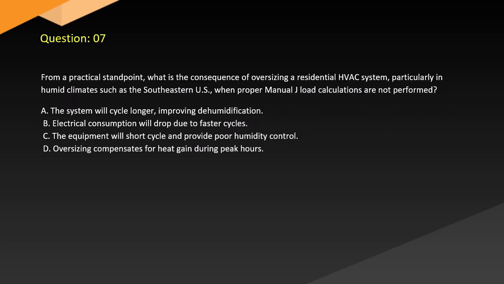Question 7. From a practical standpoint, what is the consequence of oversizing a residential HVAC system, particularly in humid climates such as the southeastern US, when proper Manual J load calculations are not performed? A. The system will cycle longer, improving dehumidification. B. Electrical consumption will drop due to faster cycles. C. The equipment will short cycle and provide poor humidity control. D. Oversizing compensates for heat gain during peak hours.